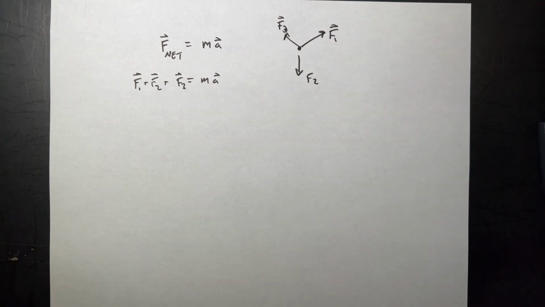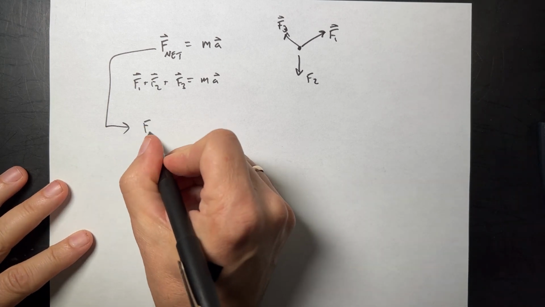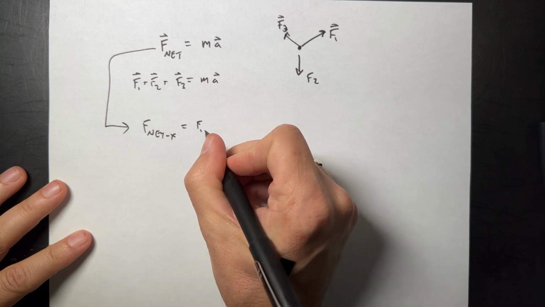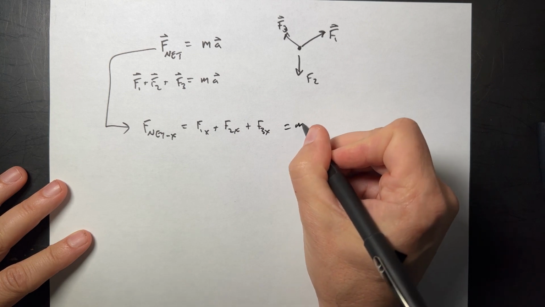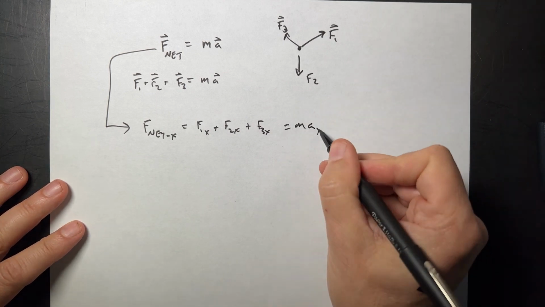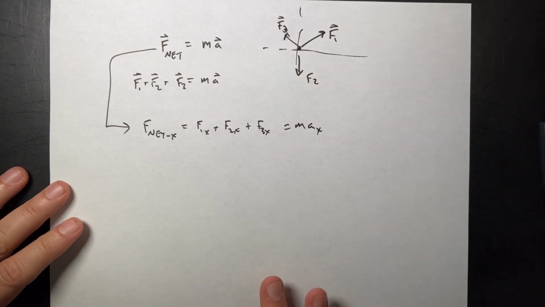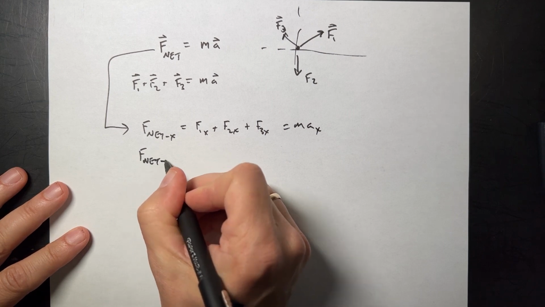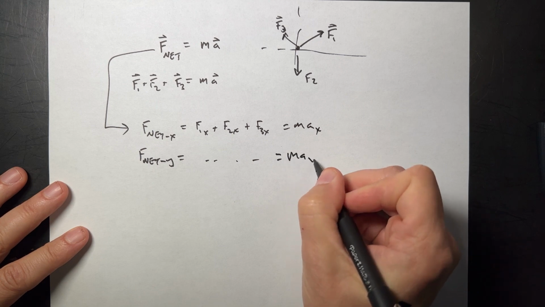Now, how do you add vectors? Well, you add vectors by breaking them into components. So really, in most cases, it's going to be best to say this. F net x is F1x plus F2x plus F3x equals mass times acceleration in the x direction. So these are the components in the x and y directions, and we'll do that in a little bit. And then also in the y, F net y is going to be the sum of the y ones, and it's going to be equal to mass times acceleration in the y.